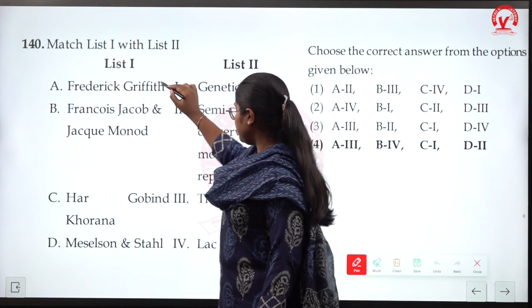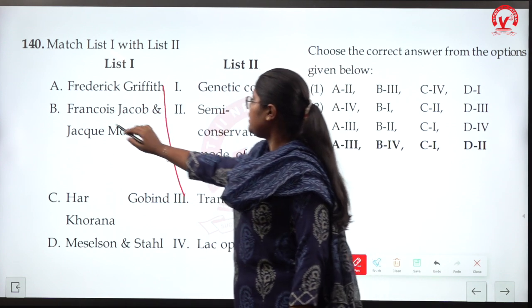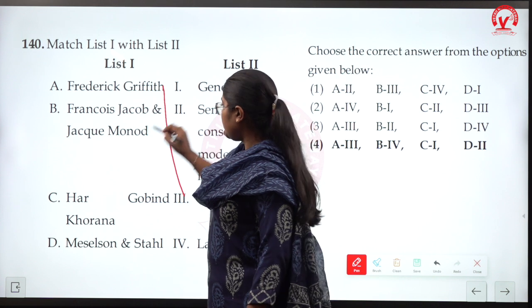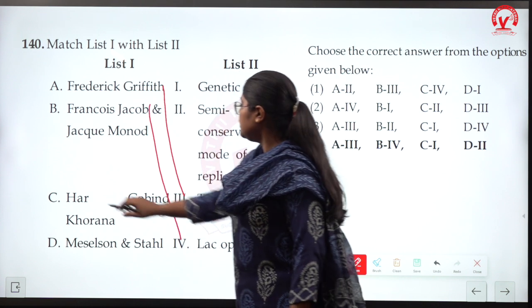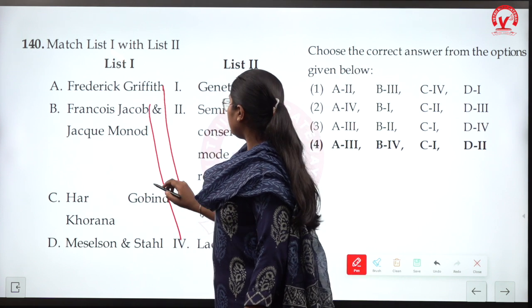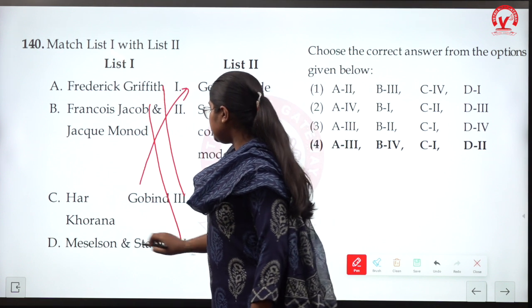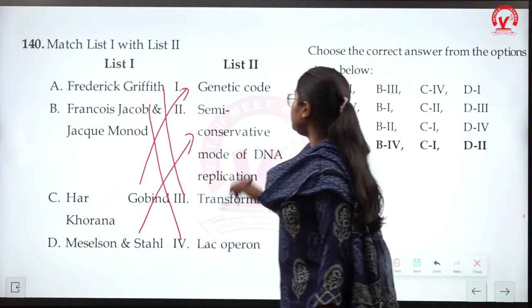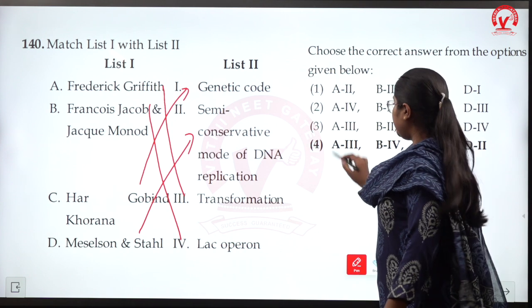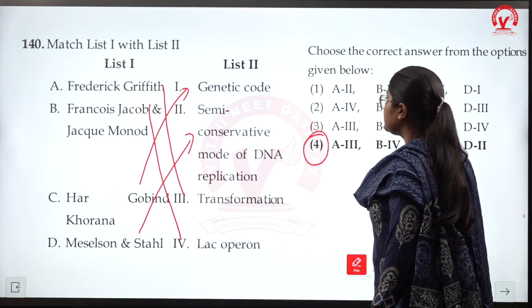So next question, match the following. Frederick Griffith, he is involved in transformation. Francois Jacob and Jacques Monod, lac operon. Har Gobind Khorana, he is involved in genetic code. Meselson and Stahl, semi-conservative mode of DNA replication. So option 4 is correct.